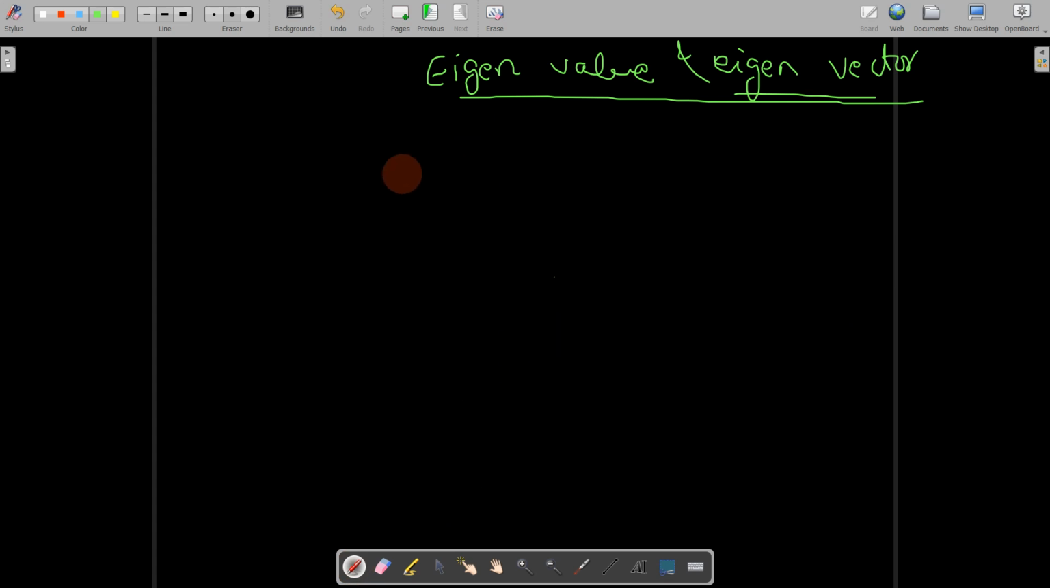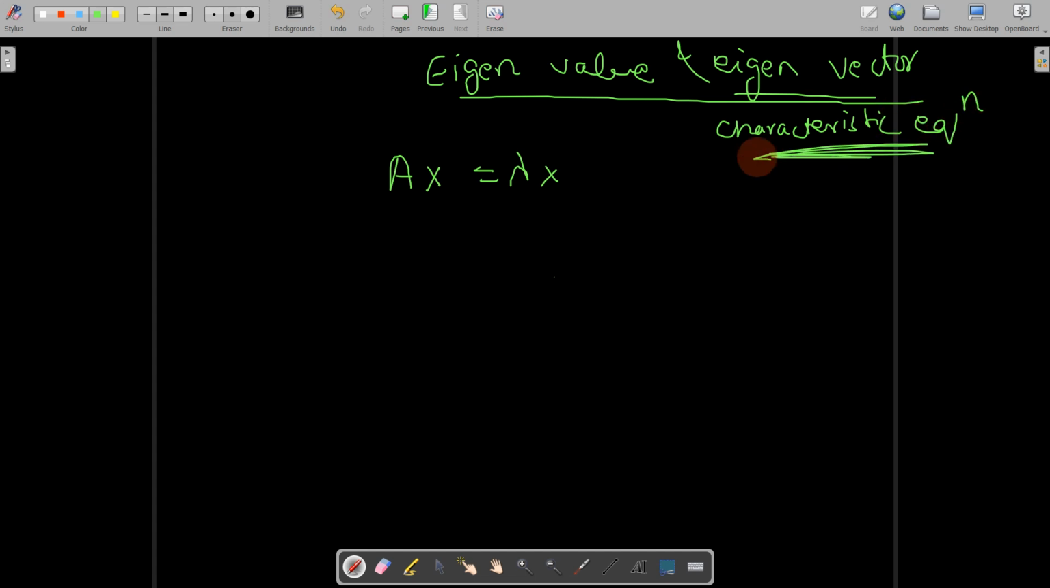I told you the vectors which are of this form: Ax is equal to a scalar times the vector x. From here, now I will tell you about the characteristic equation. So what is the characteristic equation? Now, if I bring everything on one side, this is a matrix, this is a vector, this is a scalar, this is a vector.